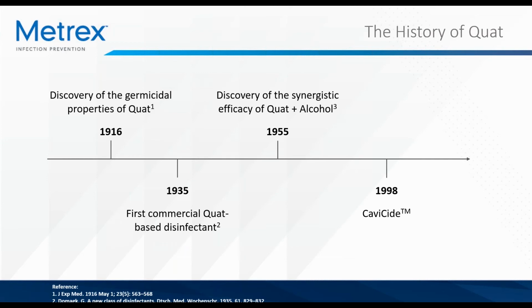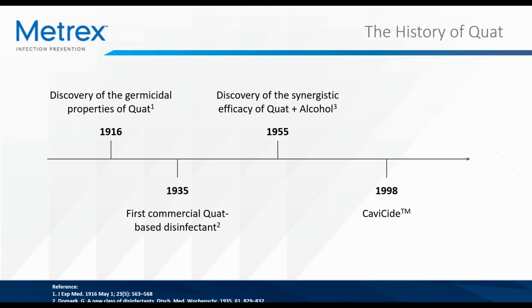Let's briefly talk about the history of quat. Why do we use quat to disinfect things, and how did we come to use it in that way? It all started over a century ago when people found that quat has germicidal properties in 1916. Almost 20 years later, in 1935, the first commercial quat-based disinfectant product was invented and brought to the cleaning and disinfection market. Then another 20 years later, the synergistic efficacy that comes from the combination of quat with alcohol was discovered in 1955. It was known at that point that alcohol has antimicrobial properties as well.